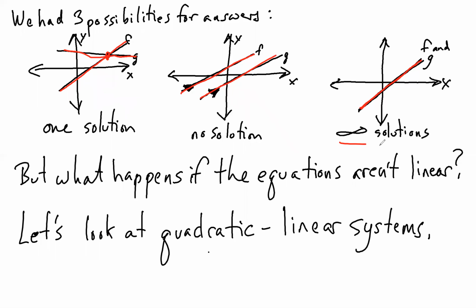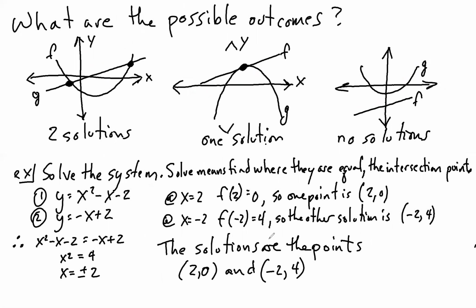But now let's think about what happens when one of these equations is not linear. Let's take a look at when one of them is quadratic. Okay, so first let's think about what the possible solutions are. What possible outcomes could we get?